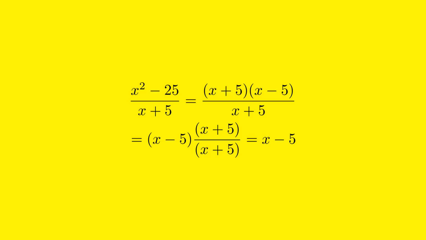Since dividing by 1 does not change the value of a number, x minus 5 divided by 1 is just x minus 5. This is the final step. And the solution to the problem is that the rational expression x squared minus 25 divided by x plus 5 simplifies to x minus 5.